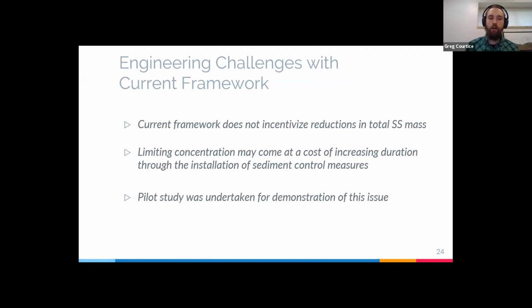But talking about the current framework, we don't really get any incentive to be reducing total suspended sediment mass under the current framework. Limiting concentration may come at a cost of increasing duration, as I mentioned previously, when we install sediment control measures. So I undertook a pilot study a couple of years ago, that I mentioned previously, to demonstrate this issue.